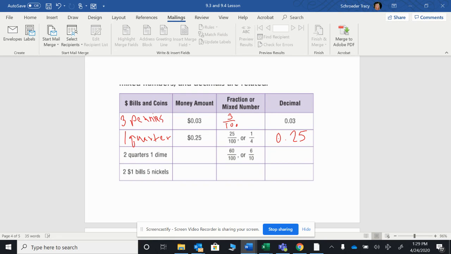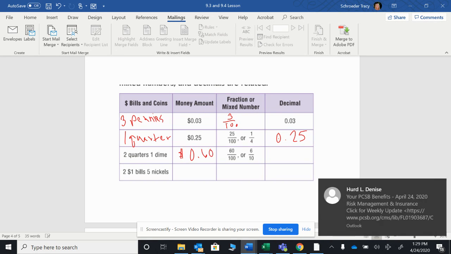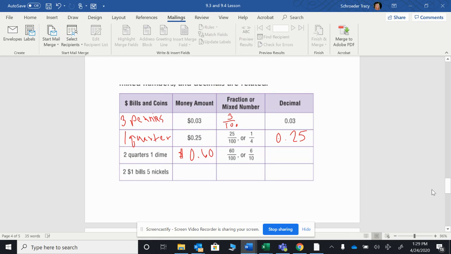2 quarters and 1 dime is 60 hundredths. It can be written as a money amount as 60 cents. And as a decimal amount, it could be written 2 ways. It could be written as 6 tenths or 60 hundredths.